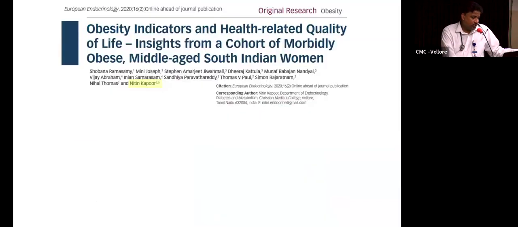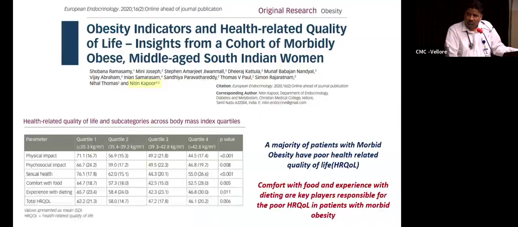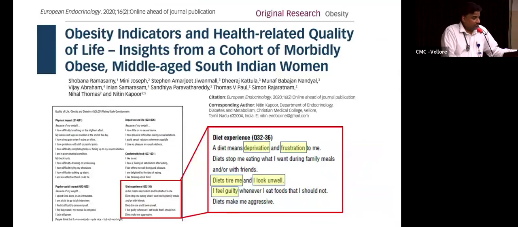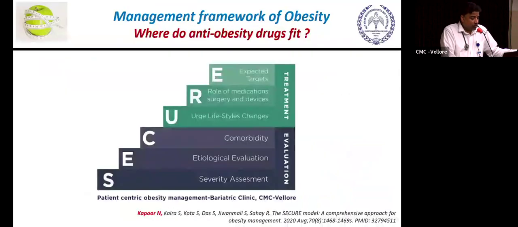When we looked at quality of life data from the obesity clinic here in Vellore, definitely most patients with obesity, this is obviously BMI more than 35, did have poor quality of life. But many times patients do talk about their discomfort with food, their experience with dieting, sometimes very traumatizing. And that contributes to their poor quality of life sometimes. And that is something that needs to be addressed. So definitely lifestyle is important, but at the same time, there is a role of medicines and surgery and other therapies for obesity, especially in people who've got morbid obesity.